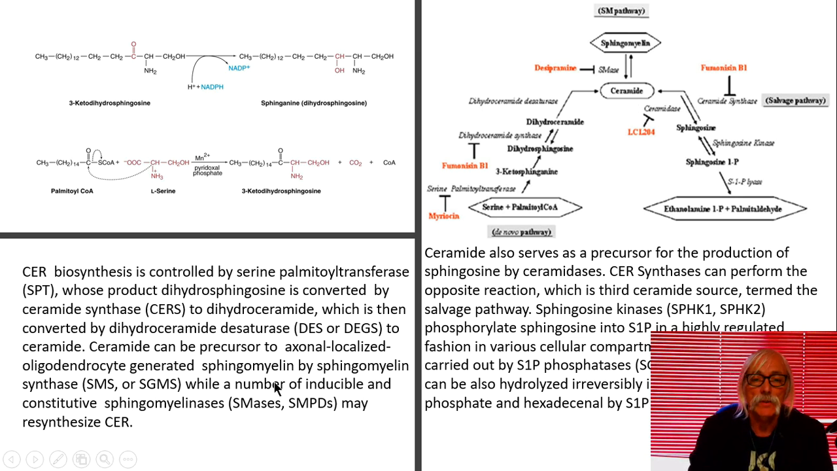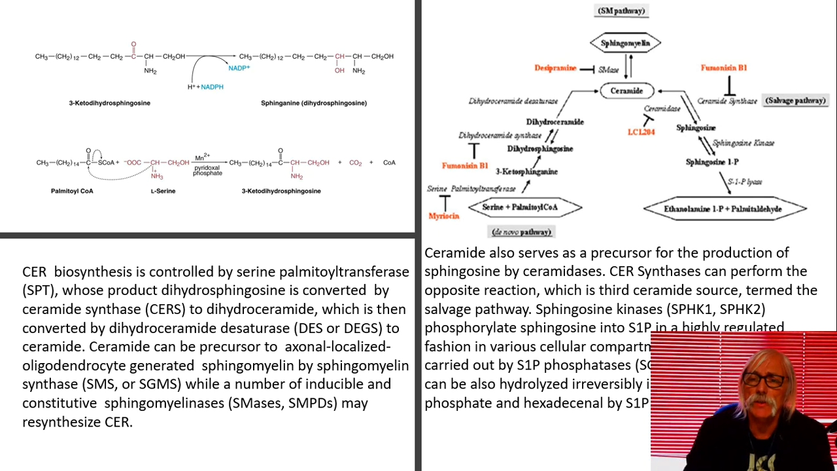Okay, so it's on the way to making sphingomyelin, but ceramide is the central player here that we're going to discuss. So ceramide can be a precursor to axonal localized oligodendrocyte generated sphingomyelin. So axonal from the neuron, localized oligodendrocyte generated, that's where the lipid comes from, sphingomyelin, by the sphingomyelin synthase systems, while the number of inducible and constitutive sphingomyelinases may resynthesize ceramides, and that's the downward trend here. These are just drugs that have been described to block various components of the sphingolipid canonical pathway. Don't worry about them now. We talked about them before. We'll talk about them again for sure, but not today.